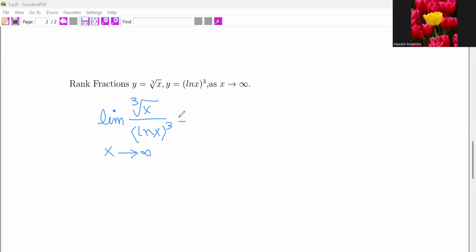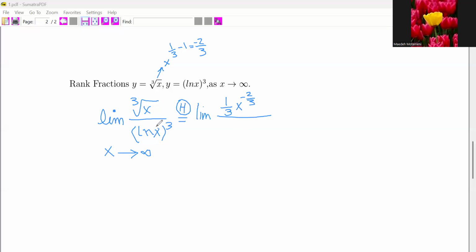So if we consider infinity here, we would see that it will be infinity over infinity. So we are thinking of using L'Hopital. It will be the limit of the derivative of the top. We know that the cube root of x is the same as x to the power 1 over 3. So taking the derivative means it will be 1 over 3 x to the power 1 over 3 minus 1, which means negative 2 over 3.